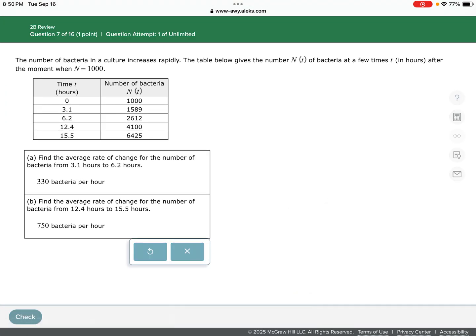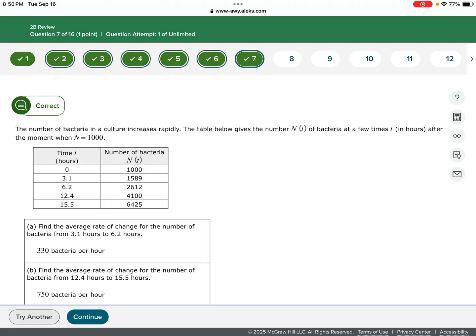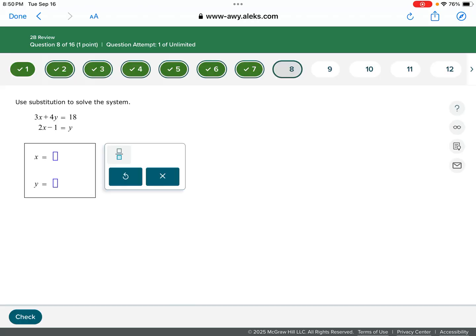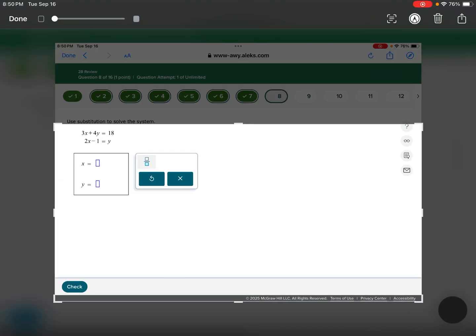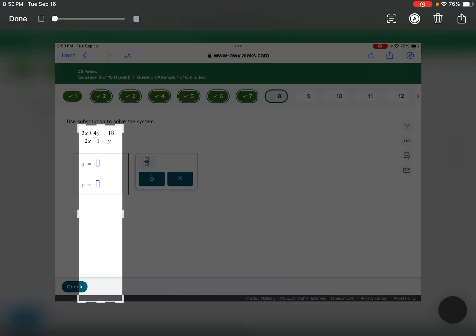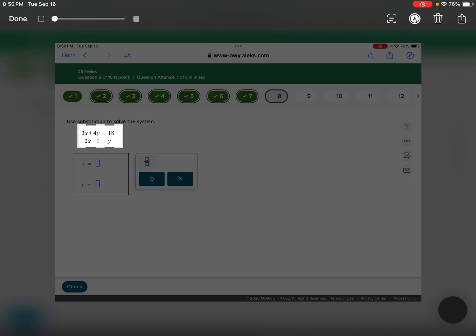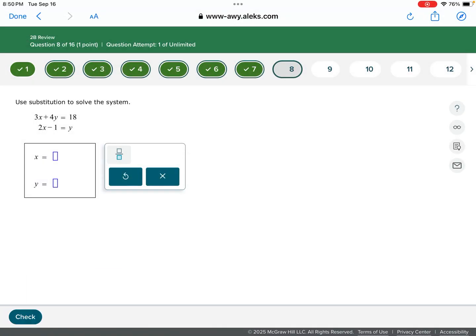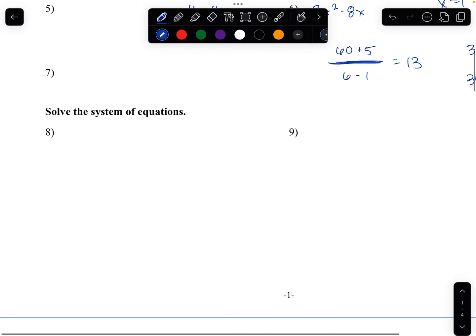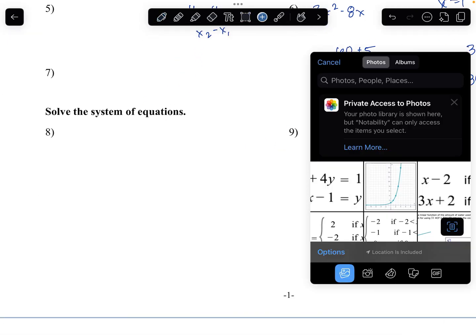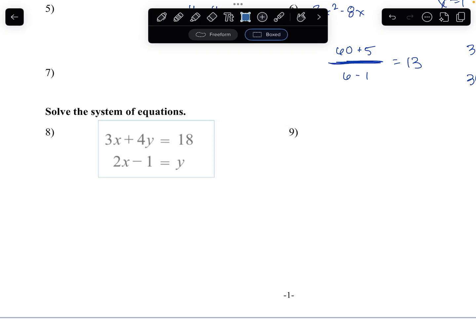Go ahead and check it. And there you go. So those are all just average rates of change. All right, for 8, we've got some systems of equations. Okay, let me go ahead and put this in here. Okay, this is what I'm trying to solve.